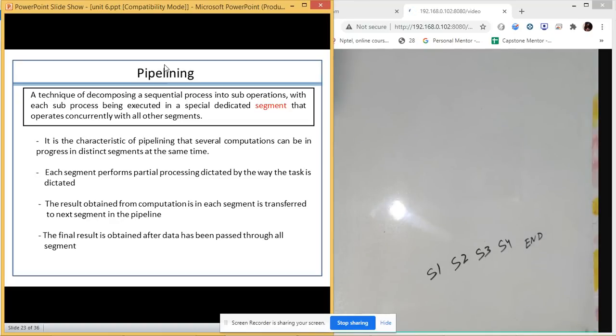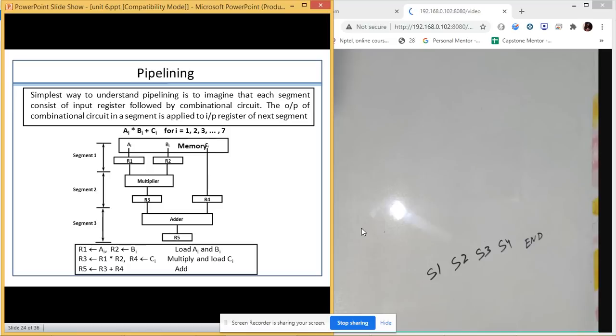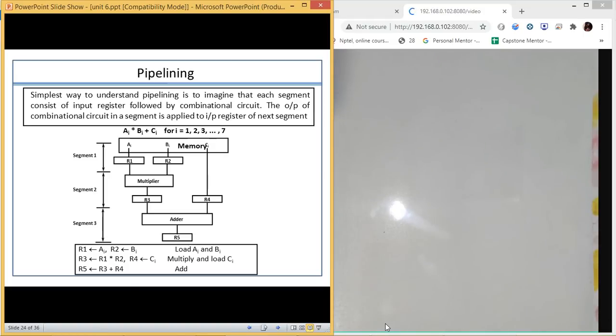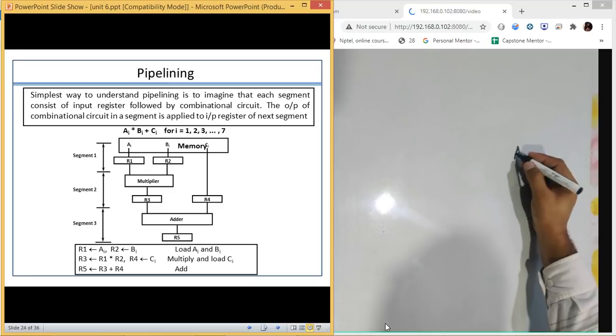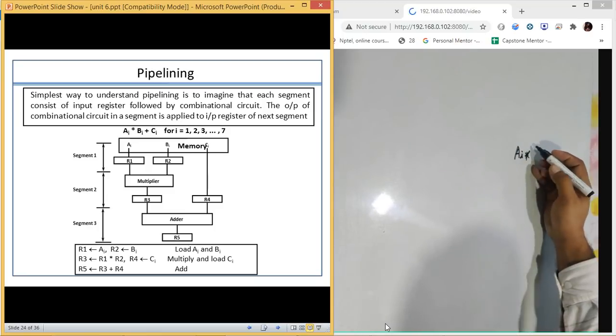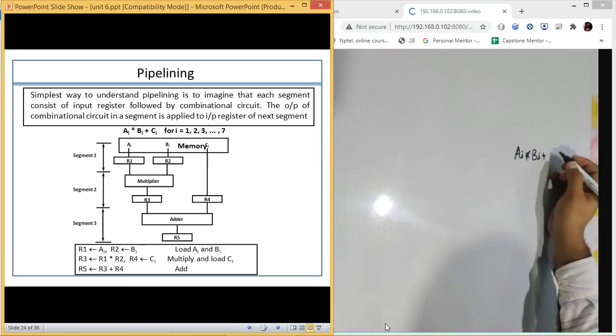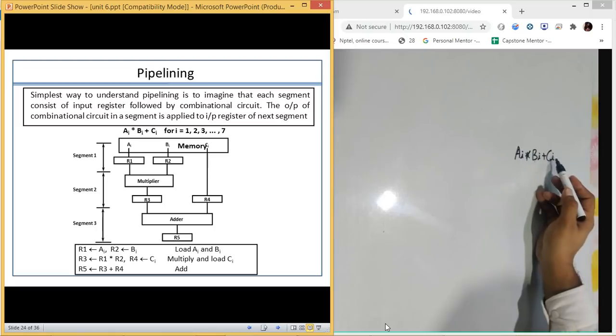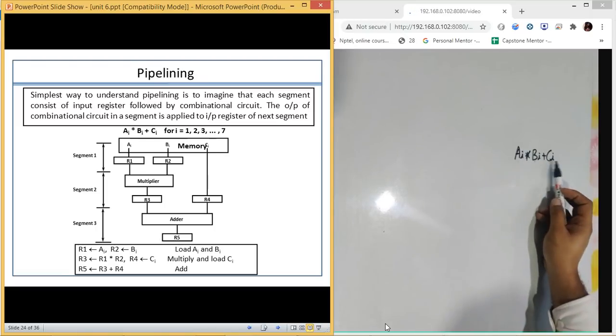Now, how is execution done when we are talking about the pipeline? So let us start with it. What is happening in this case? We have divided all the data. This is the operation in which we have two different operations to perform. This is just an example which we are going to use: Ai into Bi plus Ci. What is going to happen? We have A into B, and we are going to add it with C.